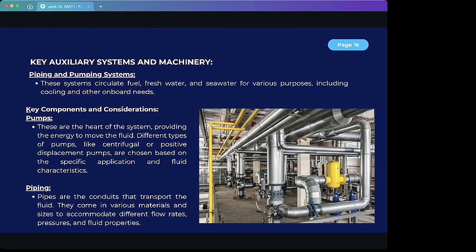We also have the piping. So pipes are the conduits that transport the fluid. They come in various materials and sizes to accommodate the different flow rates, pressure, and fluid properties.